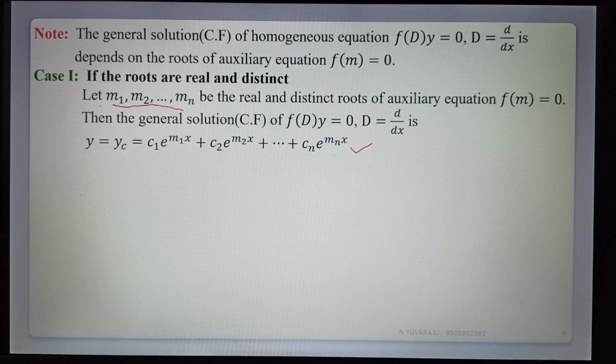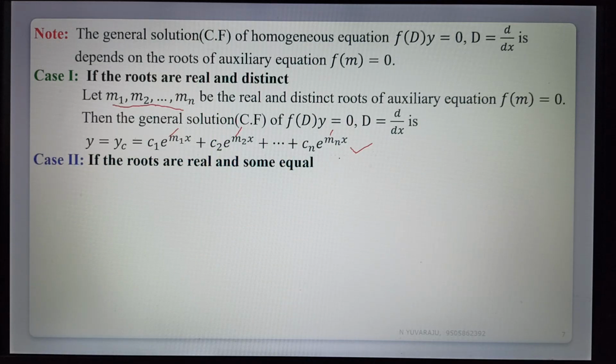We directly substitute the roots here: e^(m1 x) for root m1, e^(m2 x) for m2, up to mn. This is the solution of the homogeneous equation when the roots are real and distinct.